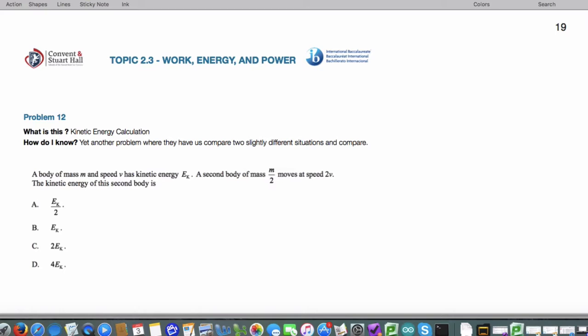And then for number 12. Boy, you notice how we seem to keep comparing kinetic energies of things, like all the time, forever? So we need to compare kinetic energies. So EK of the first object is going to be 1/2 mv squared.